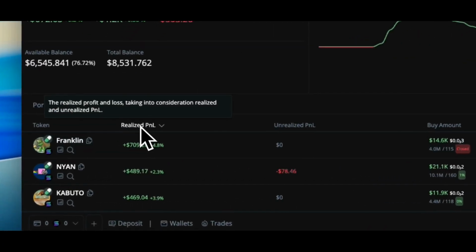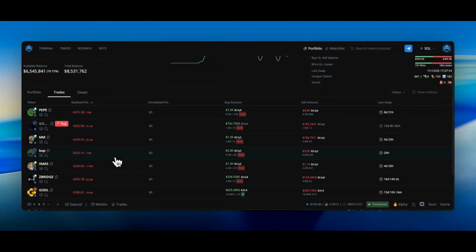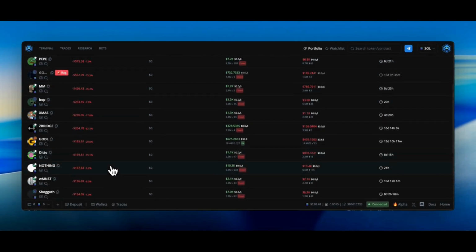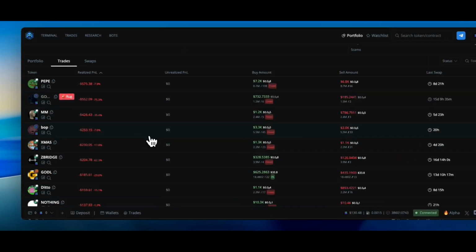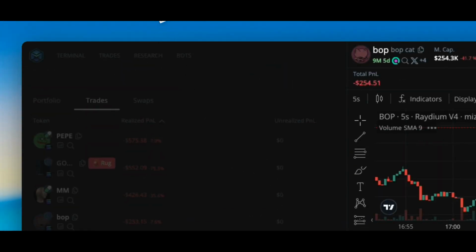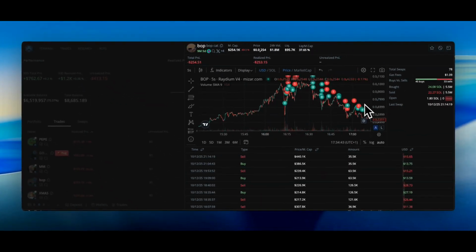To understand losses better, sort the list by realised P&L. You'll immediately see the tokens that perform the worst. One of them might even be a rug pull. Let's take the token Bob as an example. The last trade was 19 hours ago. I had 45 buys and 33 sells, which already tells me the bot was averaging down aggressively.